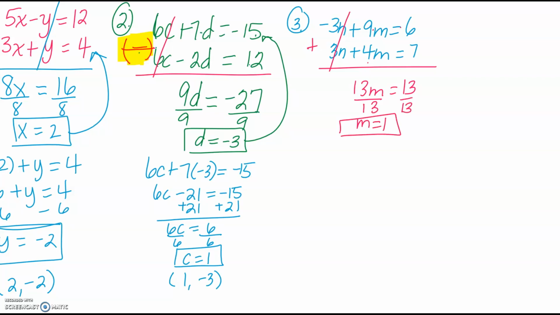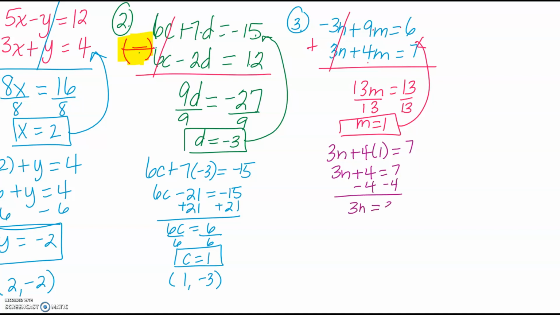Again, I can put that into either equation and solve. It really doesn't matter. I'm going to go for the second one. When I do that, I get 3n plus 4 times 1 equals 7, or 3n plus 4 equals 7. Subtract 4. 3n equals 3. Divide by 3. n equals 1. My solution is m comes before n, so 1, 1.